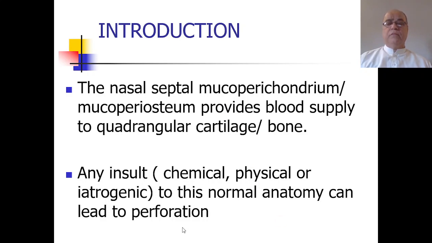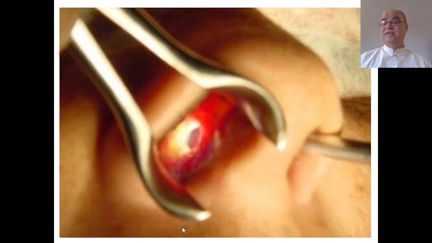insult or any event, for example a chemical insult or physical trauma or iatrogenic trauma to the nasal septum, can jeopardize the blood supply of the underlying cartilage, which can lead to ischemic necrosis. And on examination, this is how you can see a septal perforation in the cartilaginous portion of the nasal septum.